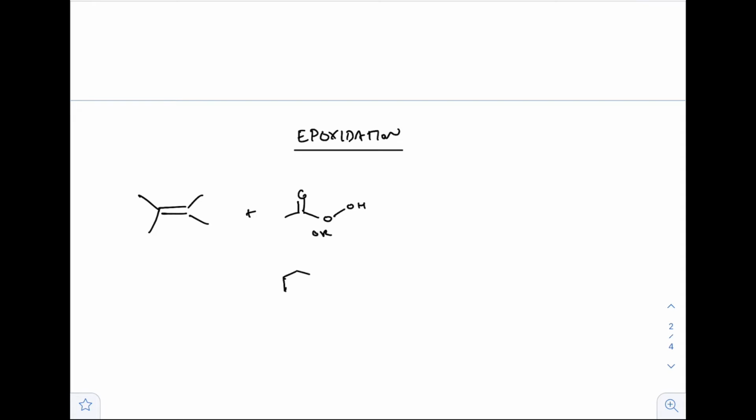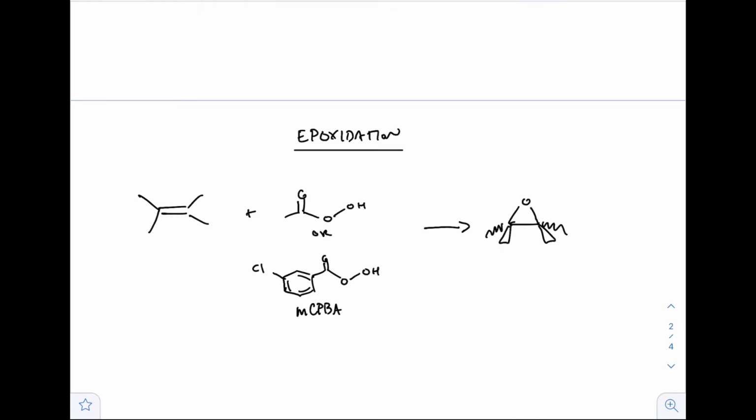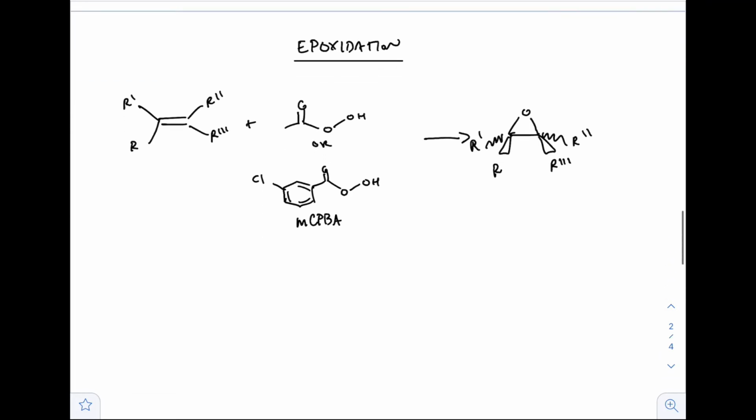So here we go. We've got these peroxy acids, right? MCPBA, and then the acetic acid one. And when those are combined with an alkene, we get an epoxide. Long story short, right? So remember, epoxides and stereochemistry do matter. Let's say we labeled them with R prime, etc. Then this would be our final product.